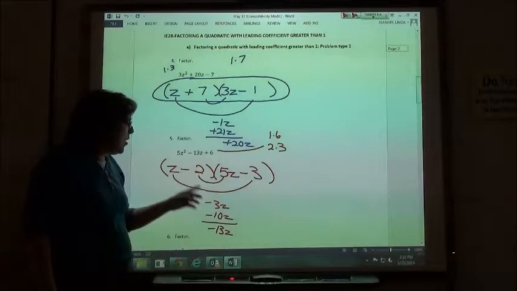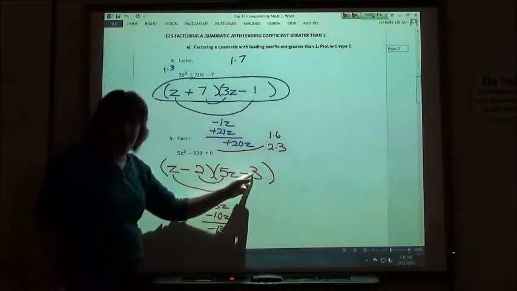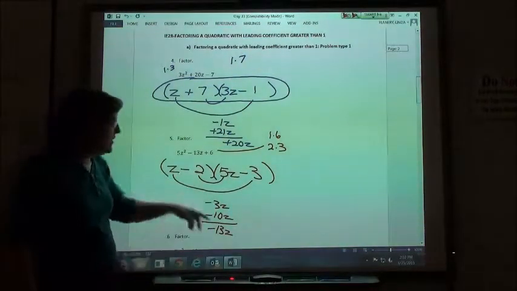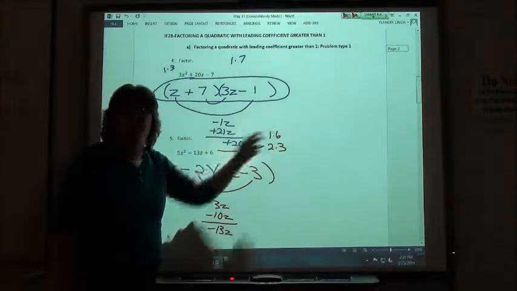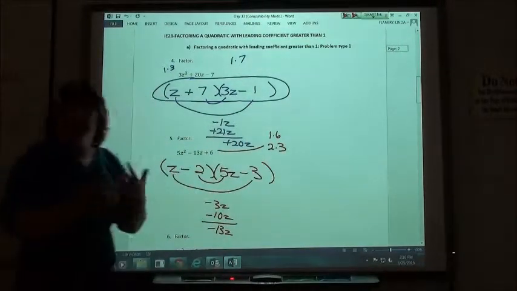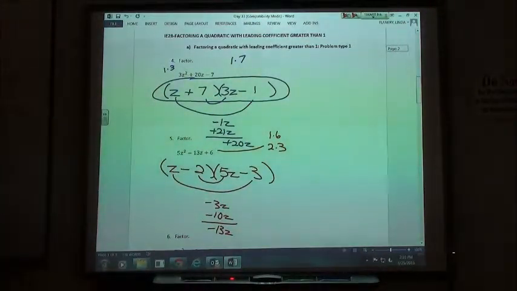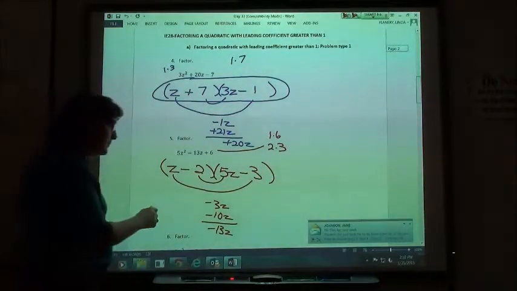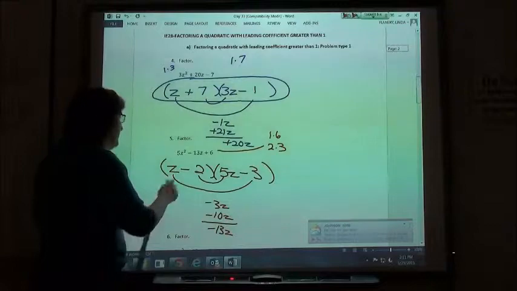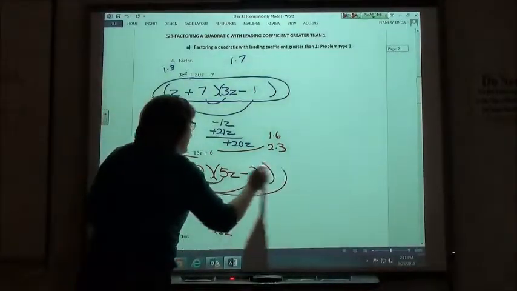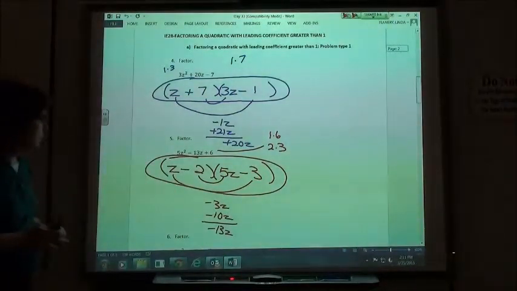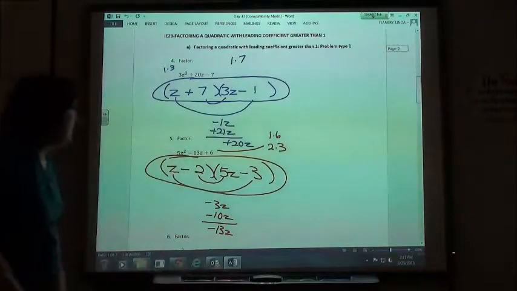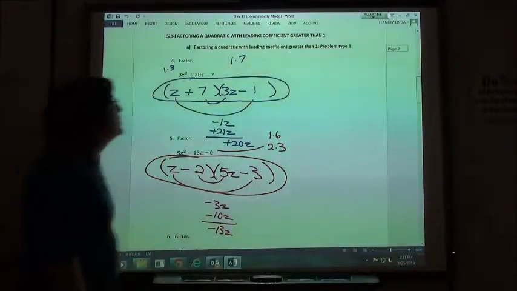If that hadn't worked, I would have put the 3 first and then the 2 and checked it. If that didn't work, I'd have to try the 1 and the 6, or the 6 and the 1. And I just keep checking until I find the right pair that gives me this middle number. So z minus 2 times 5z minus 3 is going to be my answer.